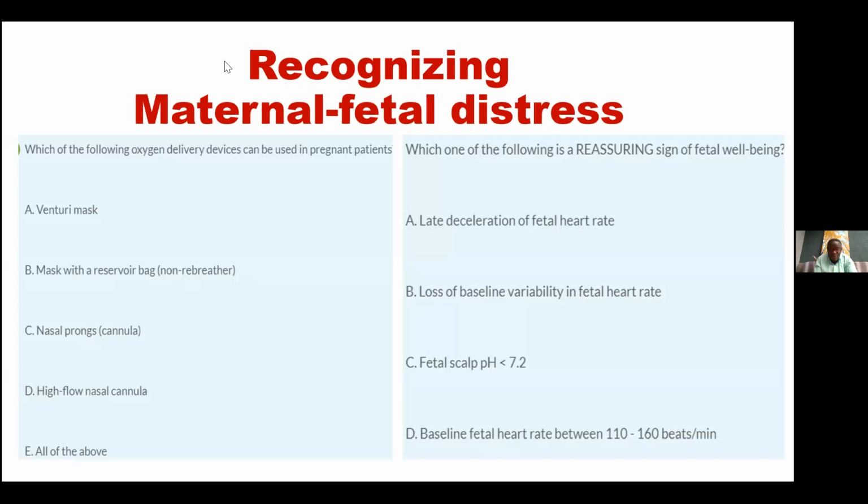So the second question, which one of the following is a reassuring sign of fetal well-being?